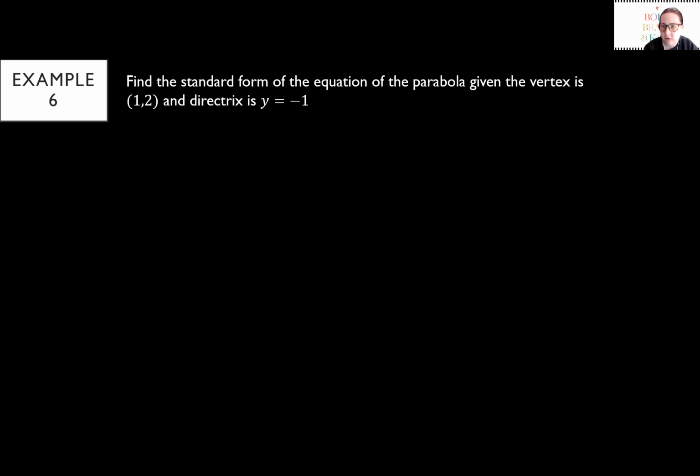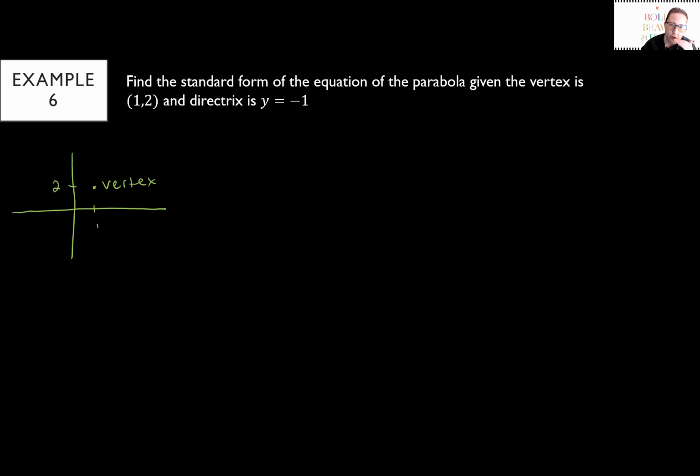So we've got the vertex here is 1, 2. And in this case, we're being told what the directrix is. So we're not given the focus. So now we've got a different piece of information about our parabola. So I'm going to draw my picture, and I know that our vertex is 1, 2. So just sketching out, it's somewhere there.